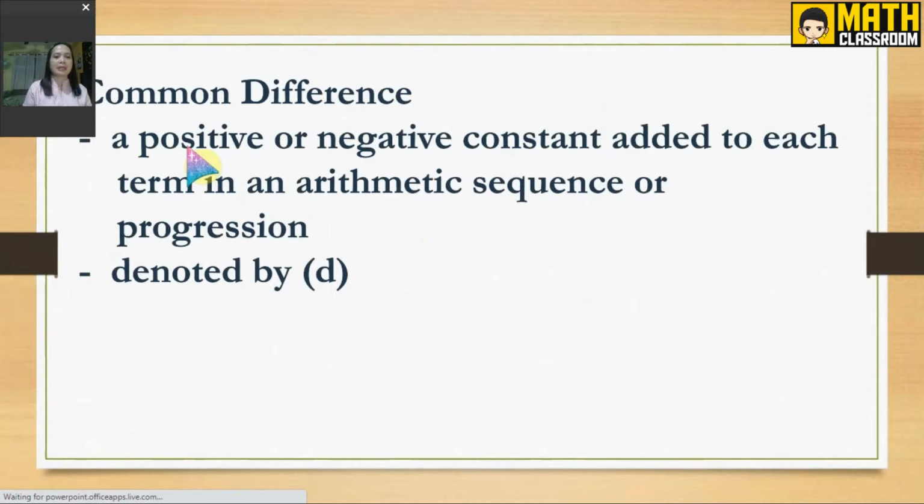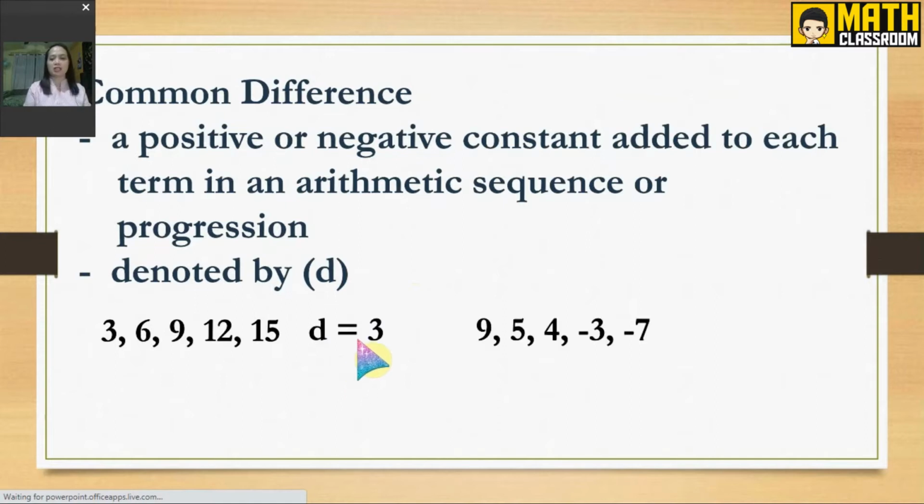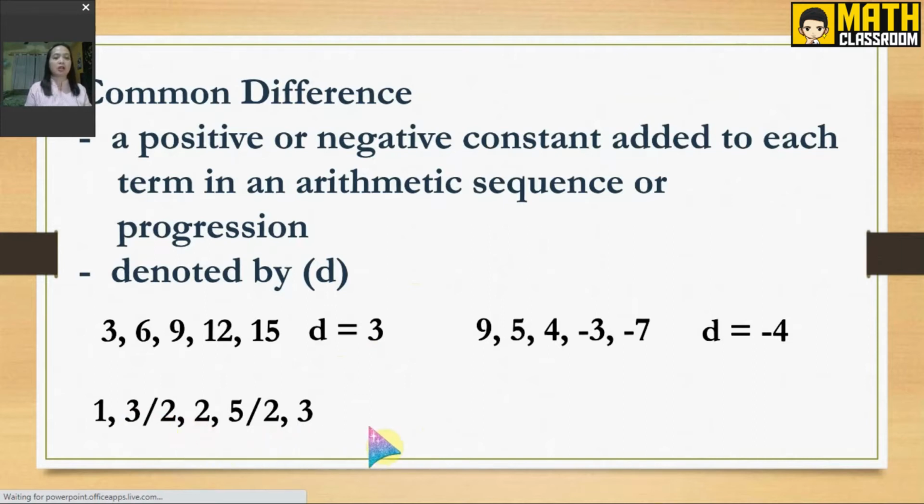Okay. Let's define common difference. It may be a positive or negative constant added to each term in an arithmetic sequence or progression, and it's denoted by small letter d. From the three examples given, we have 3, 6, 9, 12, 15. The common difference there is 3. Next one is 9, 5, 1, negative 3, negative 7. The common difference there is negative 4. And we have 1, 3 halves, 2, 5 halves, and 3. The common difference there is 1 half.